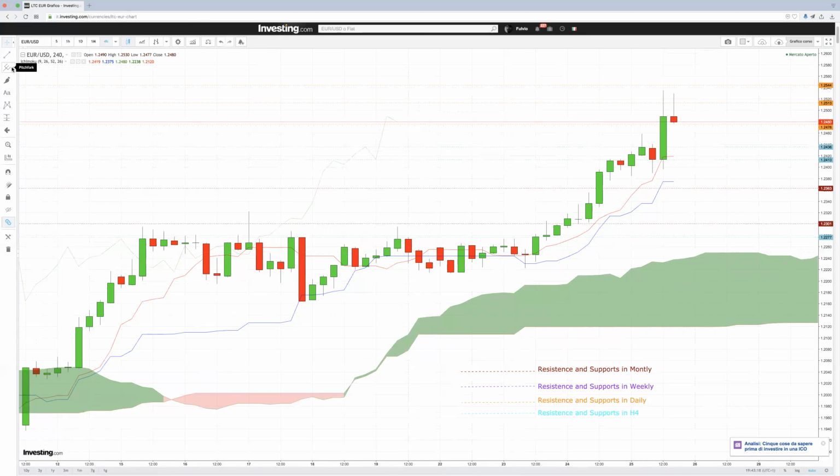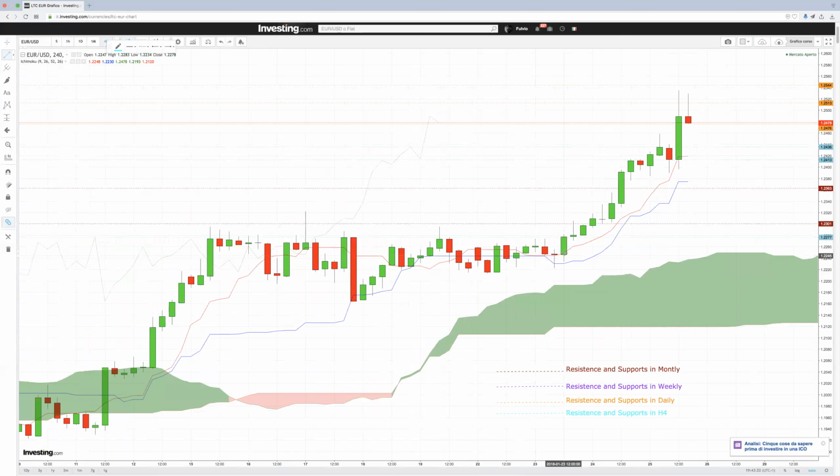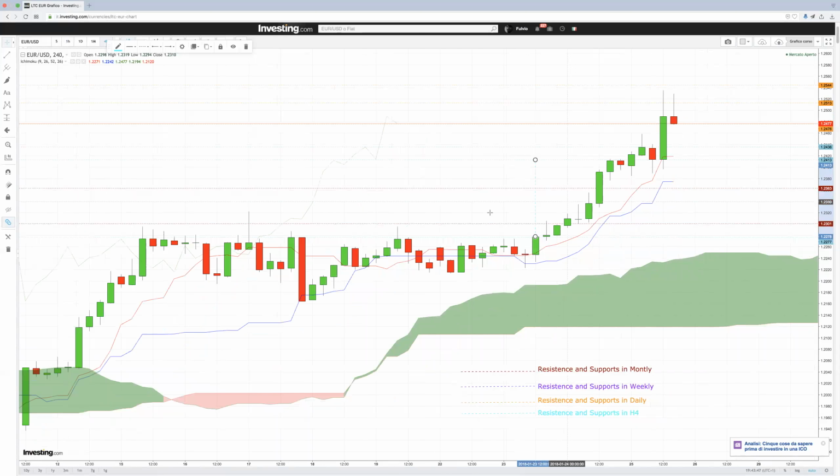I have from here to here maybe my gain from 1.2279 to 1.2414. More about 140 pips. Okay, this is my strategy with Ichimoku.